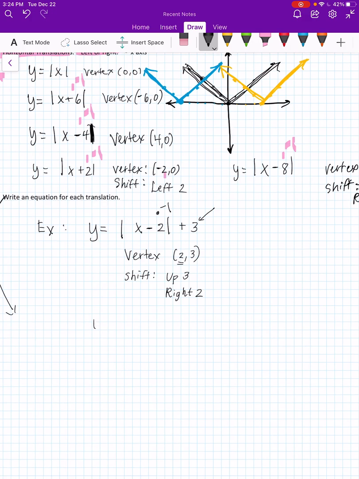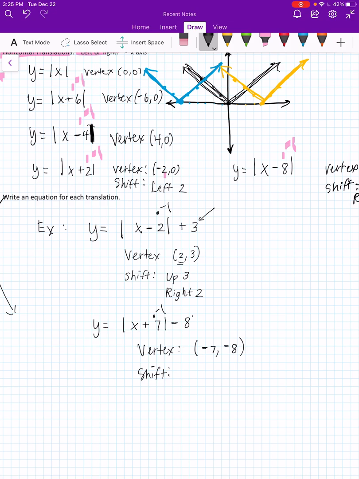So what about this one? Y equals absolute value of x plus 7 minus 8. So I need to know my vertex and I need to know my shift. So my vertex, I'm going to times the inside by a -1. So that'd be -7, and then this would be the outside, which is -8.